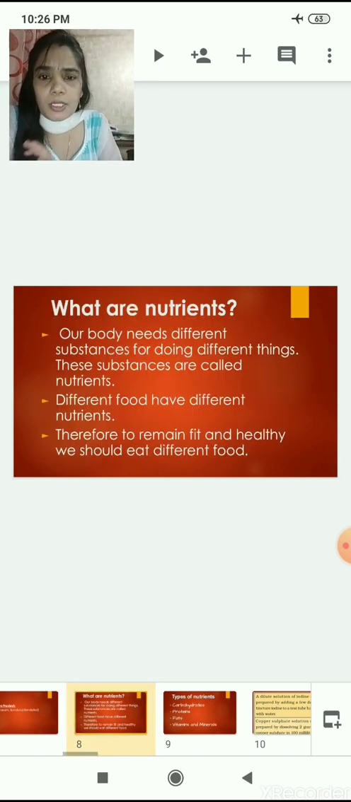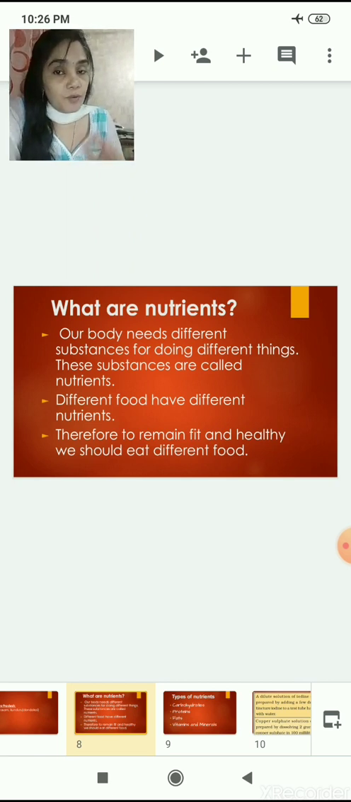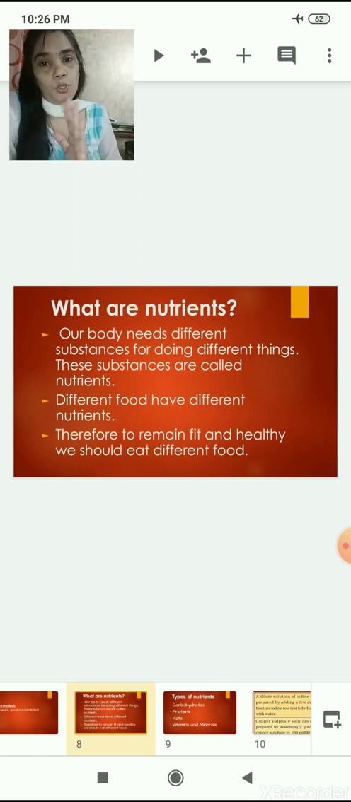So what are nutrients called? Our body needs different substances for doing different things. So these substances are called nutrients. Different foods have different nutrients. So, does any one food contain all nutrients? No. That is why in a meal we include grains, dals, and vegetables, all different ingredients, different food items. So, different foods have different nutrients.